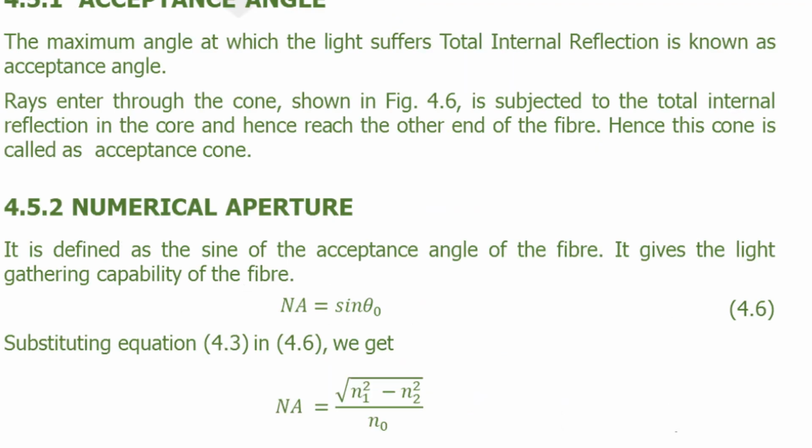So with this we will move on to the definition of this acceptance angle. The maximum angle at which the light suffers total internal reflection is known as the acceptance angle.